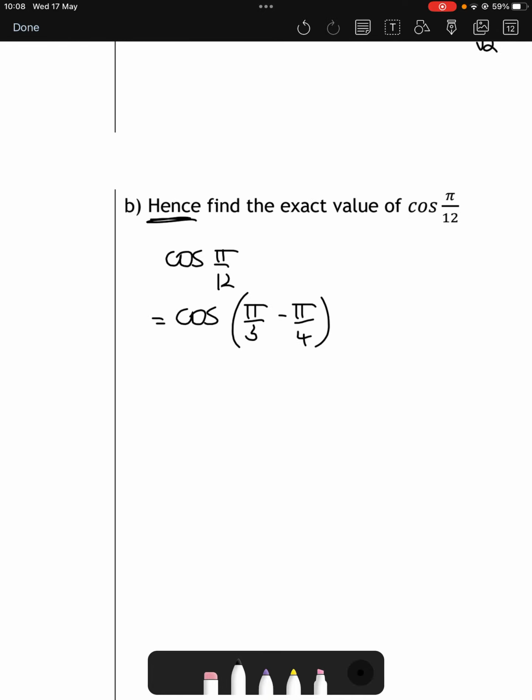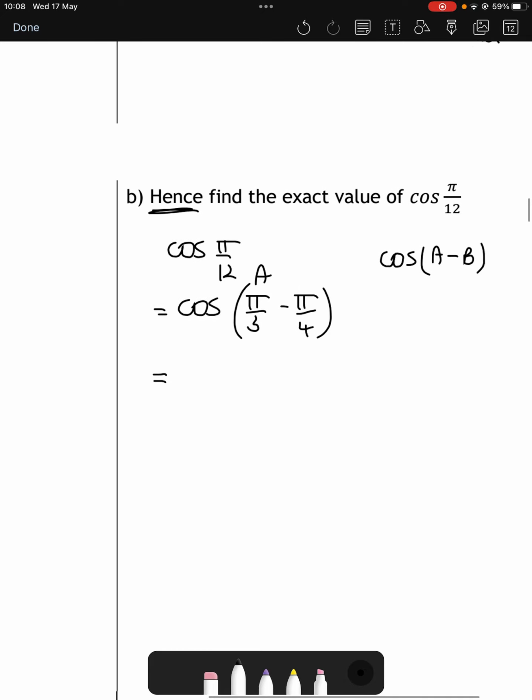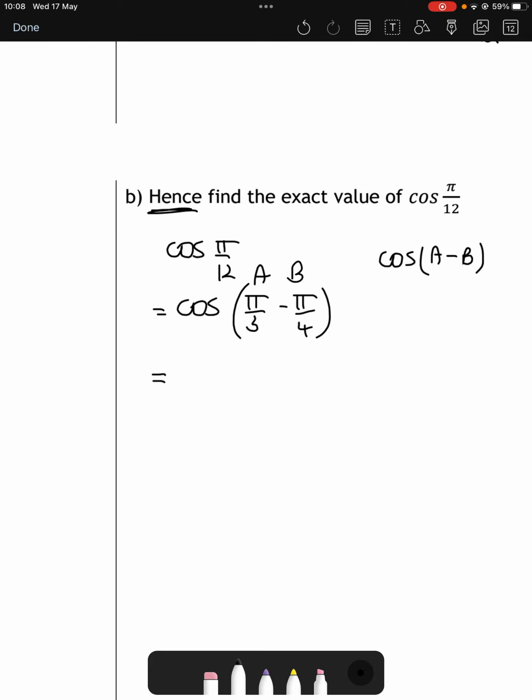Okay, why is this important? Because a wee light bulb will go off in your head and say, oh, that is the same as cos A minus B. Okay, whereas that is A and that is B. So we're going to use that formula. I'm going to chuck it in. So what do we have? We have cos A, cos B, minus goes to a plus, sine A, sine B.